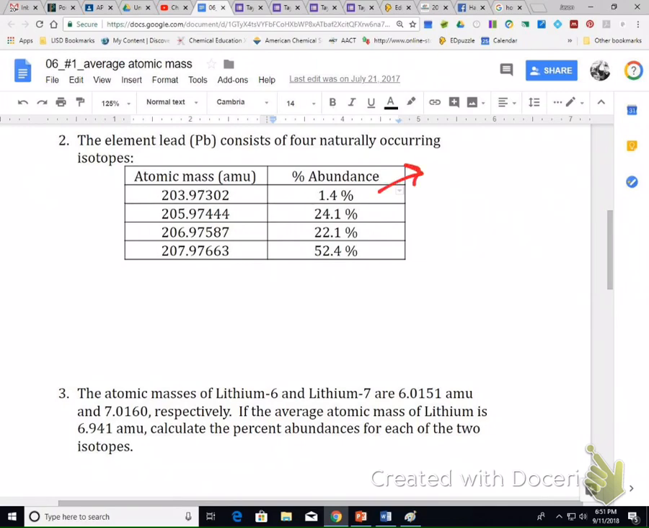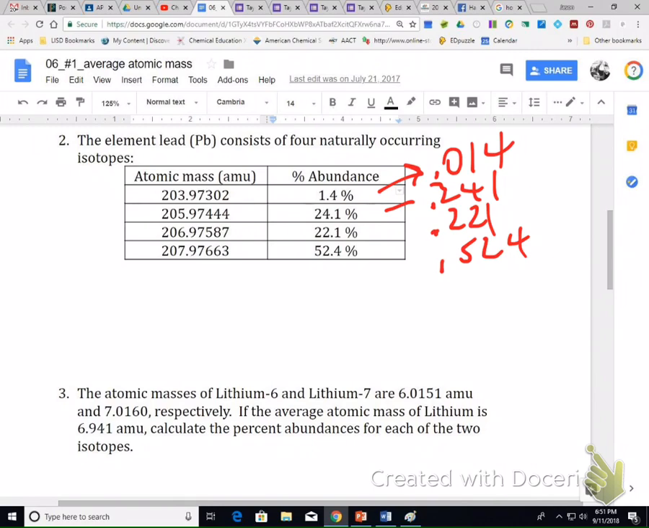Remember that this is just 1.4%, which in decimal form is 0.014. Most students would accidentally put 0.14. All right, and then this one is going to be 0.241. And then this one will be 0.221, and finally 0.524. So that's making sure you convert your percents to decimals accurately.